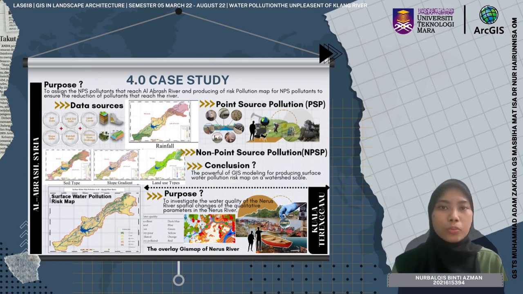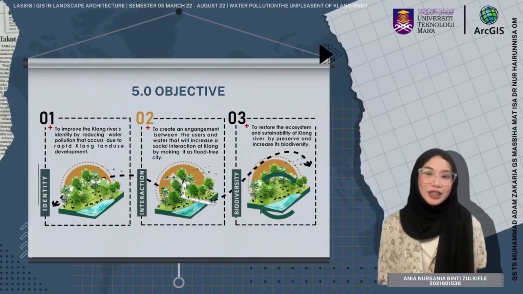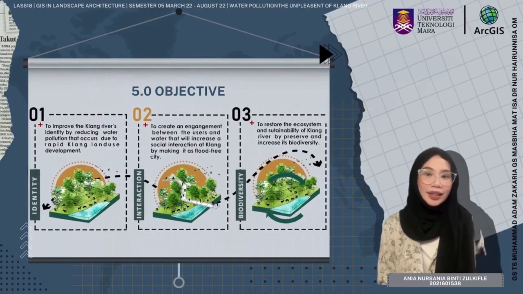They use point source pollution and non-point source pollution to identify the sources. Eventually, the local one uses the same method of using soil, slope and land use data which will turn into a water pollution risk map. Let us now talk about the three main objectives of our water quality analysis.